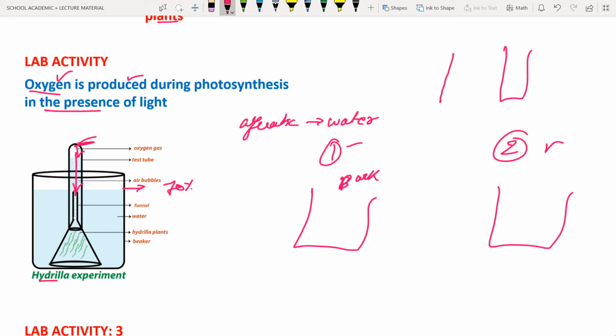If you bring the agarbatti near the mouth of the test tube, the agarbatti will catch fire. It will burn brightly. So this is an indication for the presence of oxygen in the test tube, which is the product of photosynthesis in case of the hydrilla plant or hydrilla experiment.